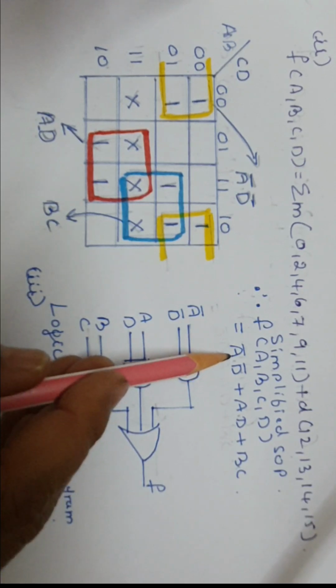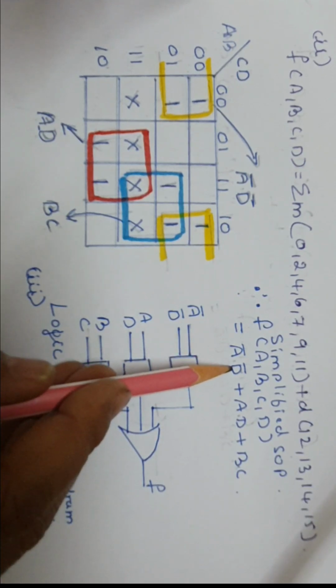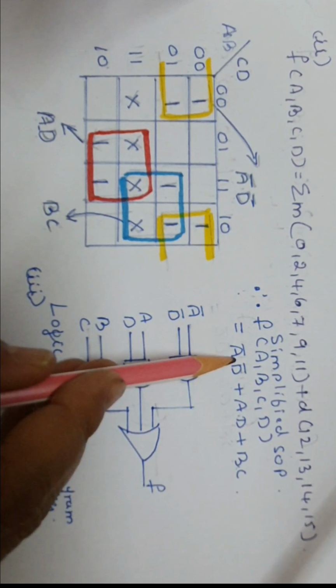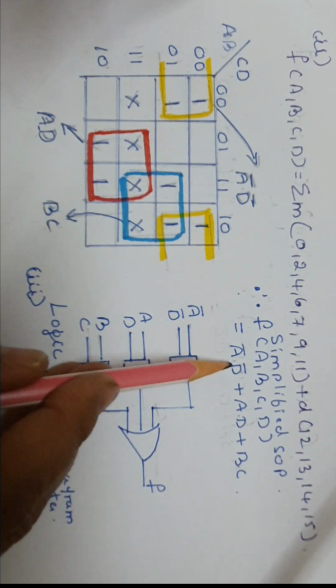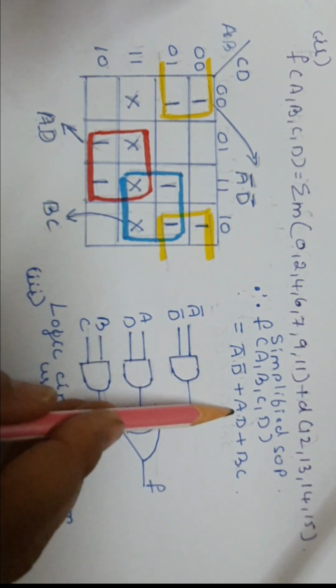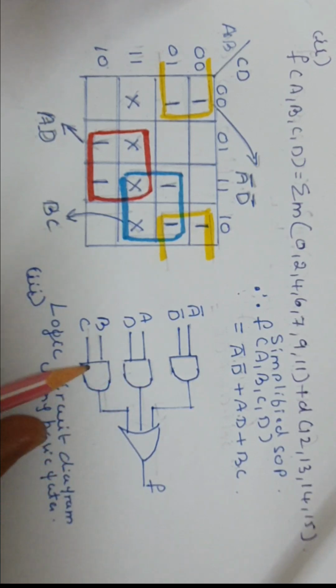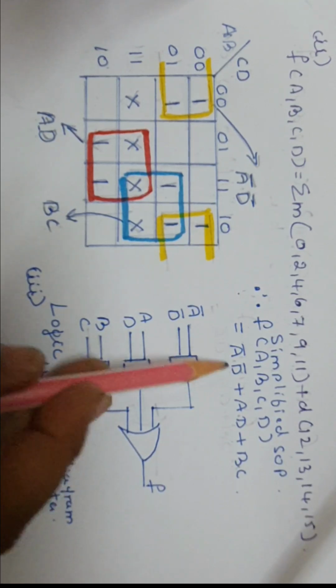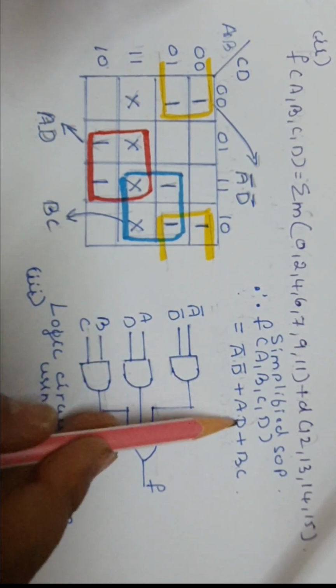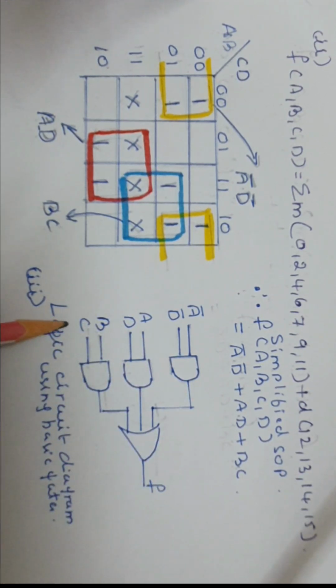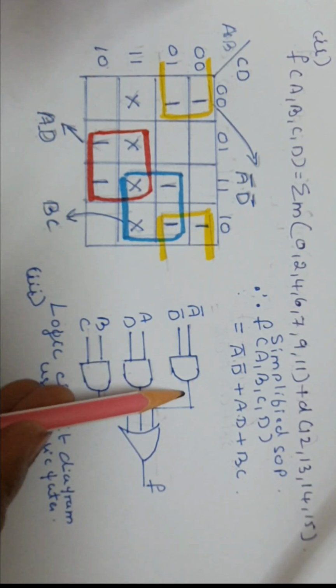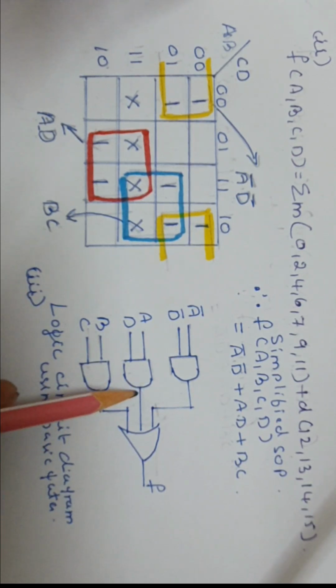So how to draw this? A bar and D bar means one AND gate, two input AND gate. A bar is logically ANDed with D bar. So two input, one AND gate, second, third, they are drawn here. For the first one, A bar, D bar are the inputs. For the second one, AD are the inputs. For third one, BC are the inputs. Here A bar, D bar appears. Here AD appears. Here BC appears.